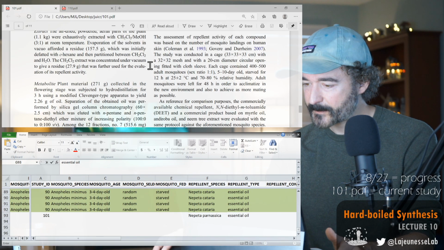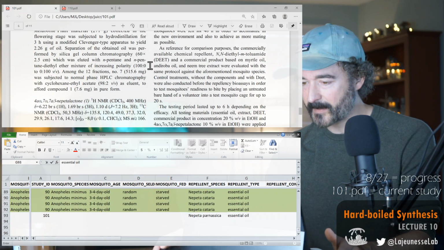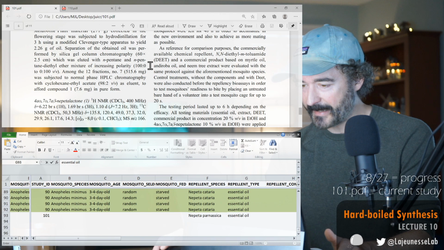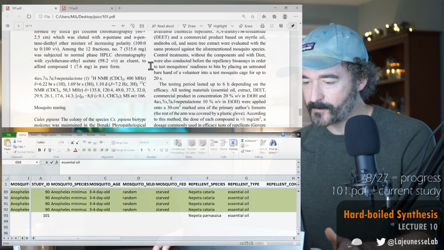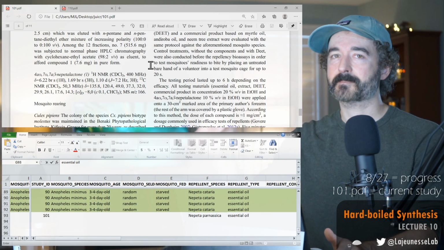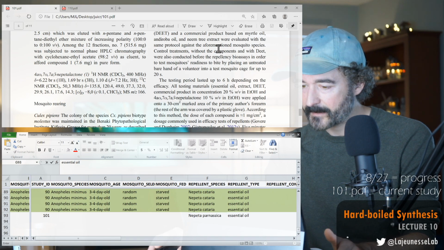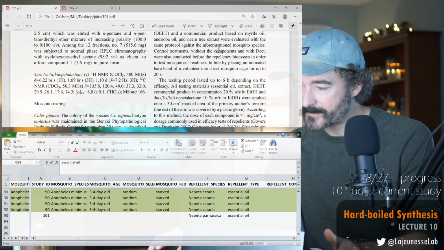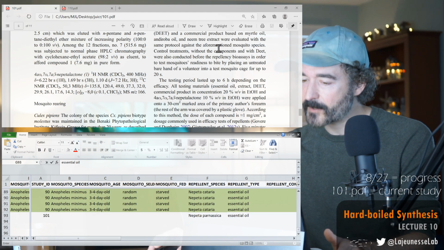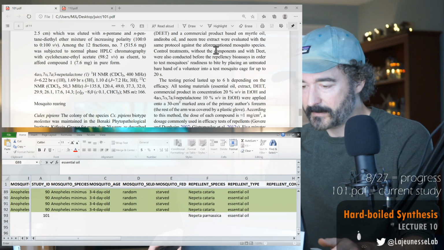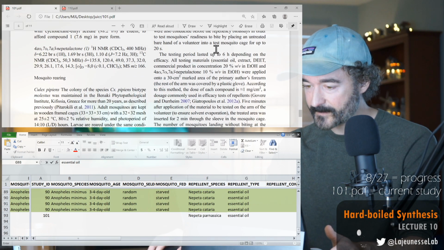For reference purposes, we use DEET, excellent, positive control, and a commercial product based on myrtle oil and neem extract. I'm going to exclude that. That's just a whole bunch of other plants. Control treatments without the components and with DEET were also conducted, to test mosquito readiness by placing an untreated bare hand. So we've got a negative control here also. Nice. So they hit on all the bases.